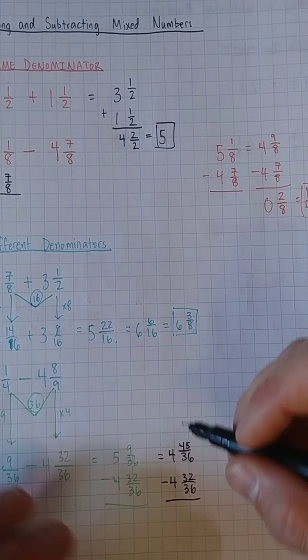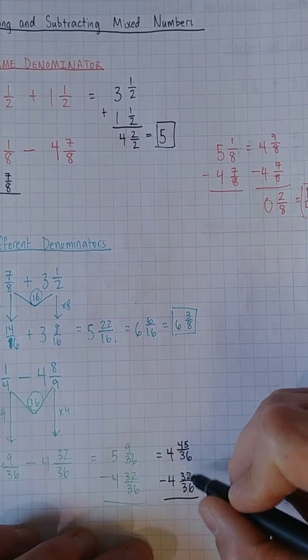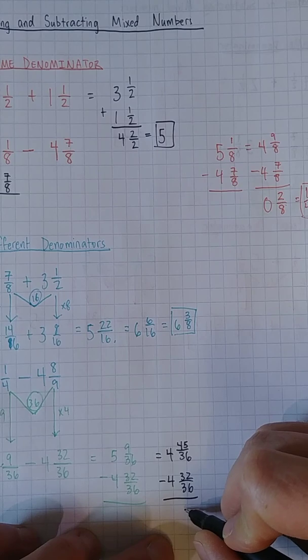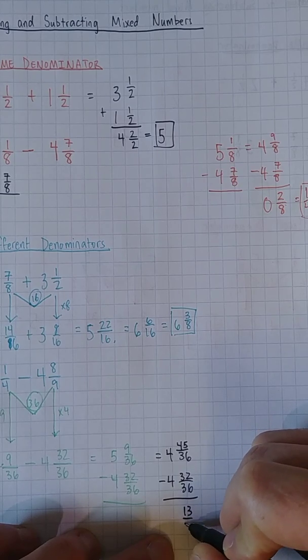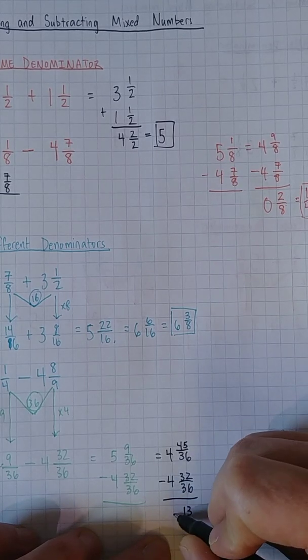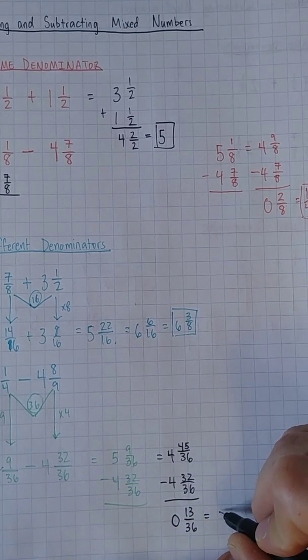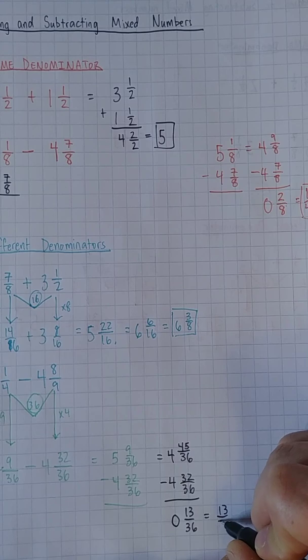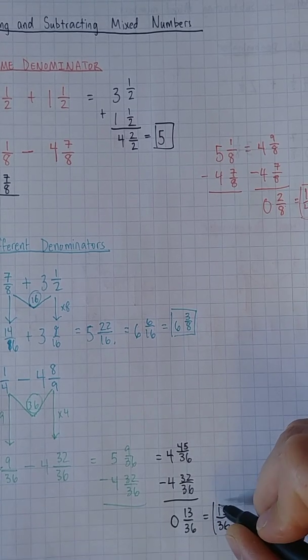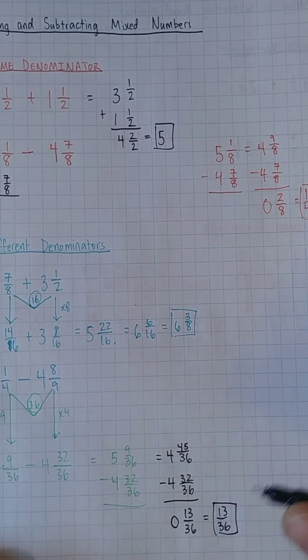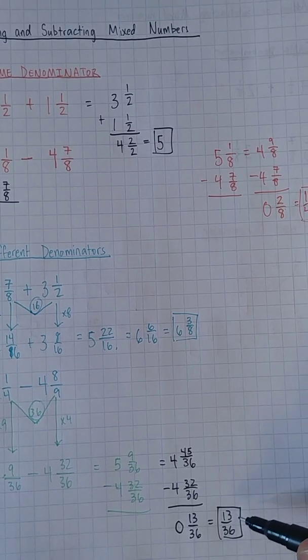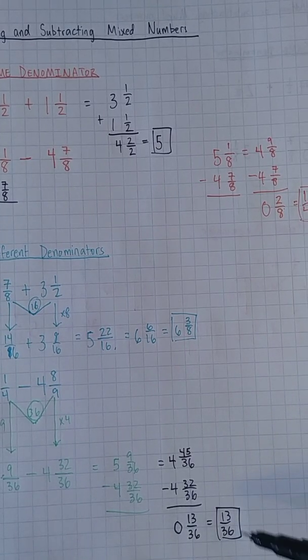All right, so this should be, well, let's see, 45 minus 32 would be 13 over 36. 4 minus 4 is 0. And of course, we don't write this as 0 and 13/36. We just eliminate the 0, and we have 13/36. I know I don't have to simplify here because 13 is a nice prime number, and I just remember that. And there I am done.